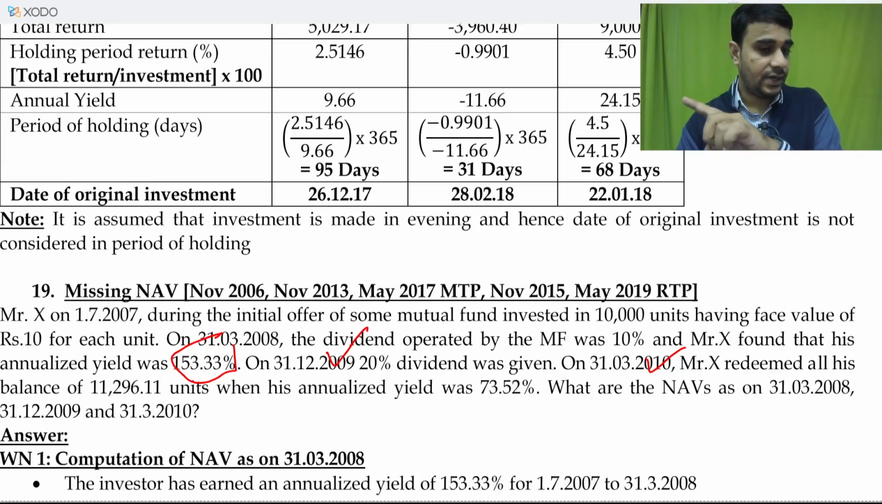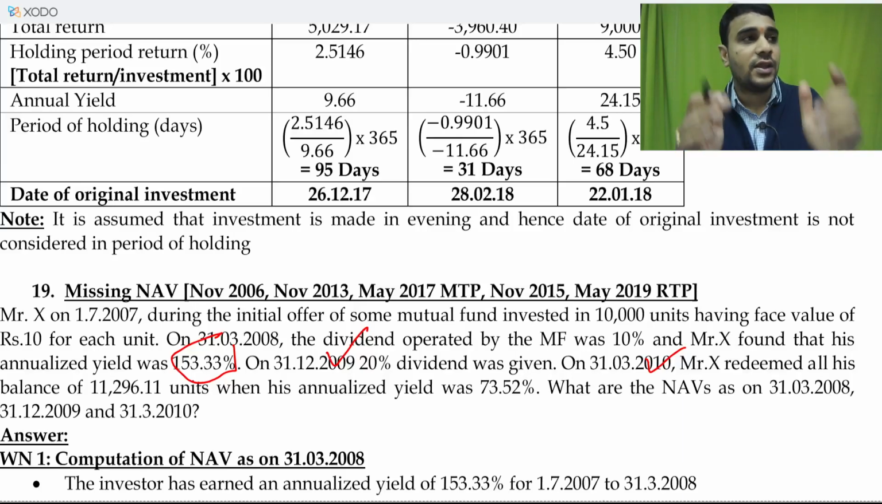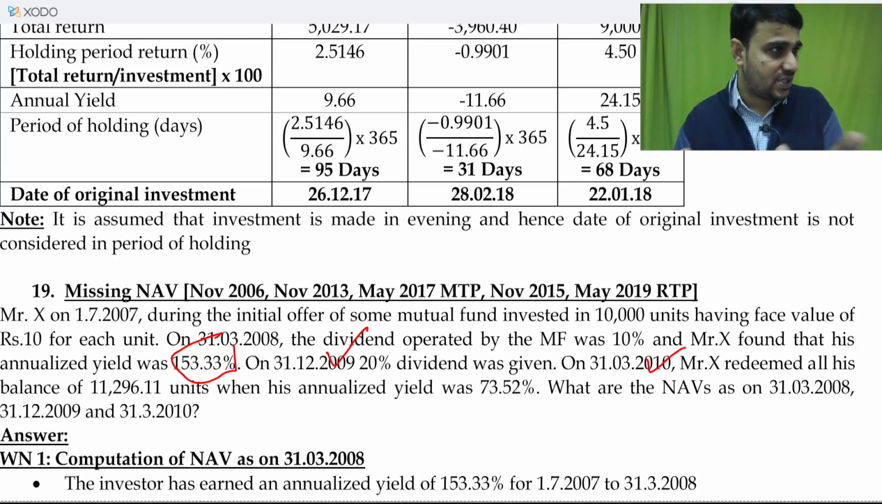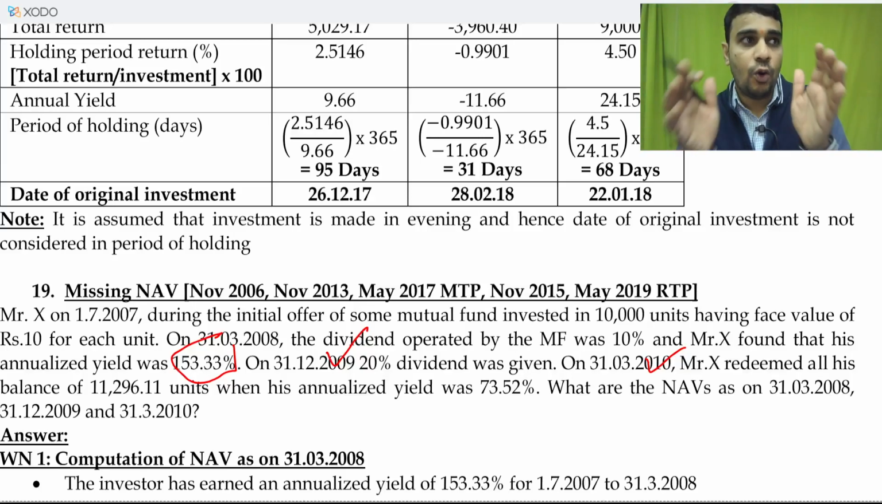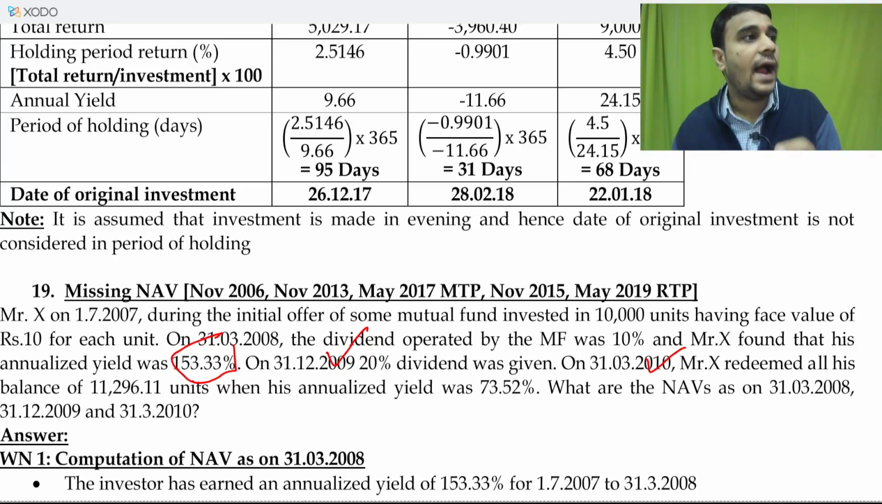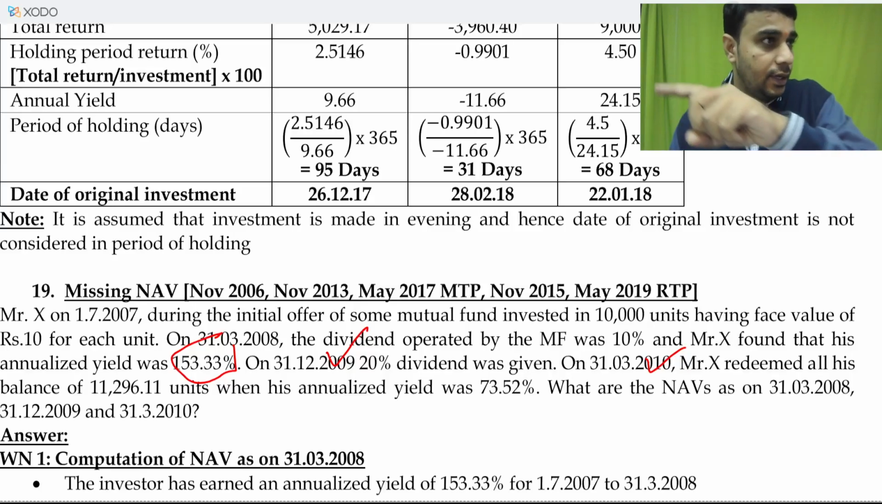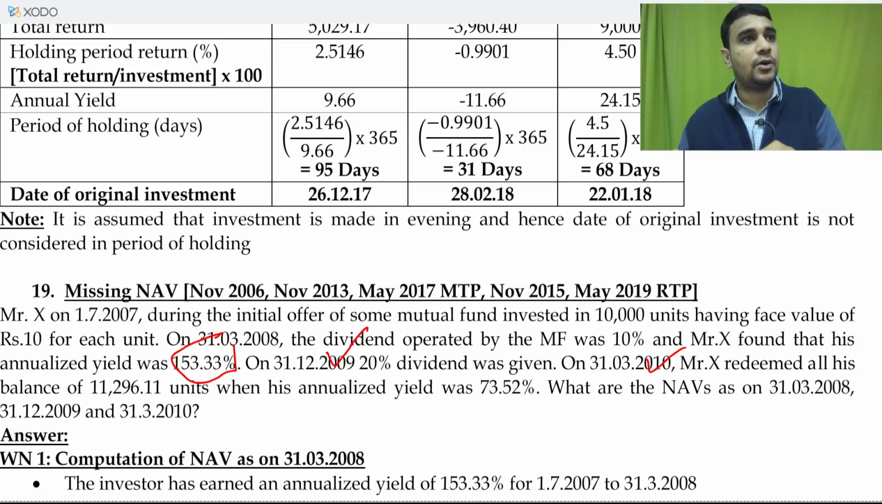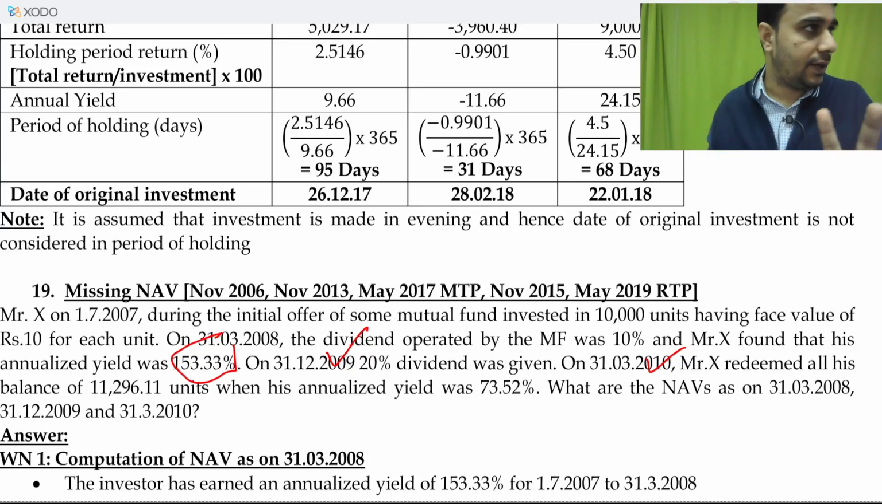The last NAV is the opening investment plus HPR for that entire 2 to 3 years, whatever is the time period. Holding period return for 3 years, if you add, you will get the closing value. Divide by the closing units, you will get the NAV. In between, one NAV is missing. How do we compute it? We'll understand in some time.